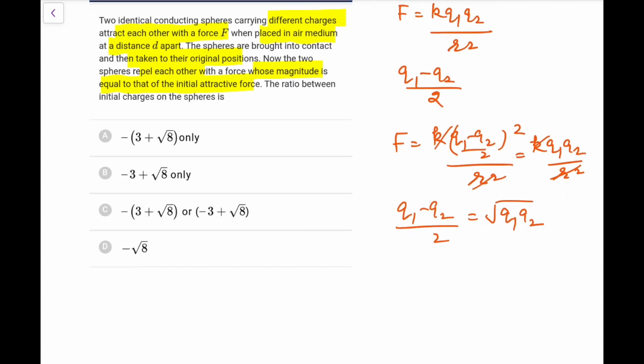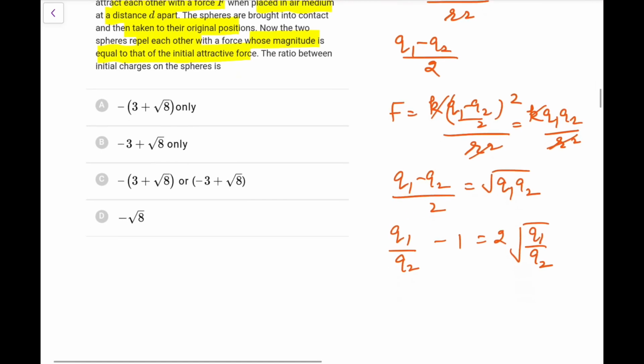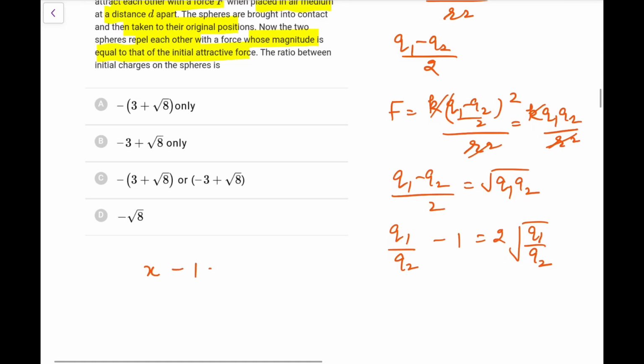So what would be the ratio between the two charges? Simply, if we divide by q2, q1 by q2 minus 1 would be equal to 2 times root q1 by q2. So let's say this ratio be x. So x minus 1 is 2 root x. Square it up, we will get x square minus 2x plus 1 is equal to 4x. So it becomes x square minus 6x plus 1 equal to 0.